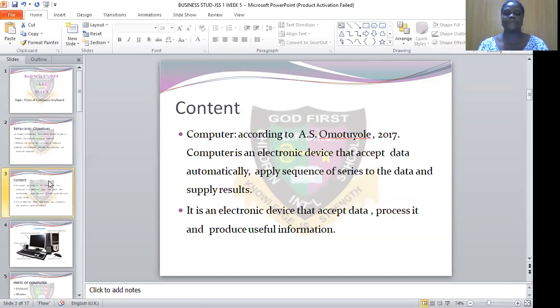What is a computer? According to A.S. Omotiyole in 2017, a computer was defined as an electronic device that accepts data automatically, applies a sequence of operations to the data, and supplies results. Another school of thought defines a computer as an electronic device that accepts data, processes the data, and produces useful information. So a computer is an electronic device that you input data into, and it will process that data and give you results at the end of the day.